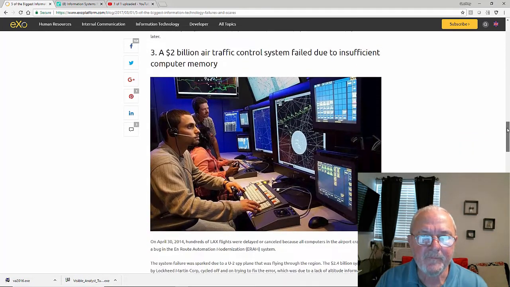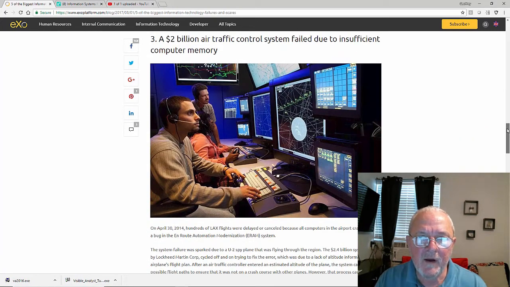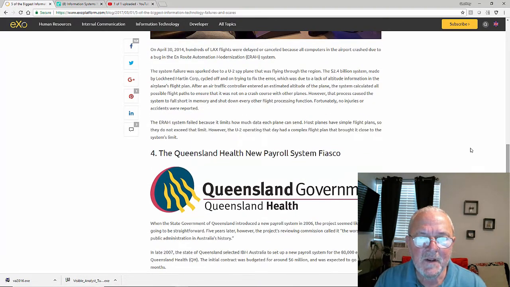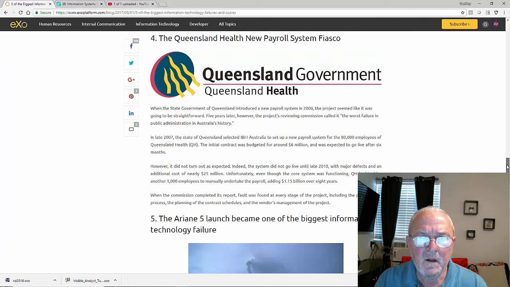Okay, 3. A $2 billion air traffic control system failed due to insufficient computer memory. And if you read through this, it's not appropriate. There was not enough memory in the computers, and it shut down the flight processing function. It says nothing about SDLC. Could be a large-scale system, but this is a technical glitch. This isn't a failure of one of the phases of the SDLC. So no to that one.